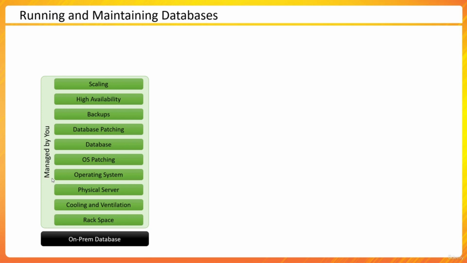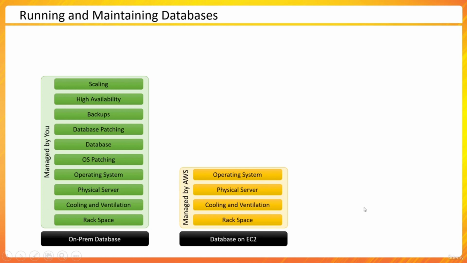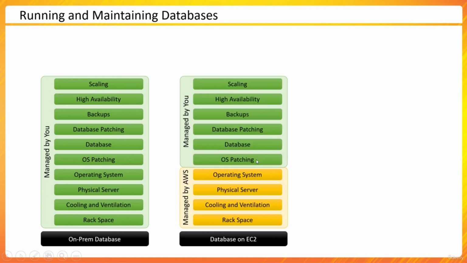So if you move to cloud, one option you could follow is, hey, I don't want to worry about the operating system, physical server, cooling and so on. AWS already has Amazon EC2 instances, so why don't I run my database on an Amazon EC2 instance? In this case, AWS would take care of racking, stacking, cooling, ventilation, the physical server, and give me an operating system. Once I have this sorted, I would then log into that operating system, probably apply the latest patches which I need, install the database software on that, again patch the database, configure backup, configure high availability, and configure scaling on that.